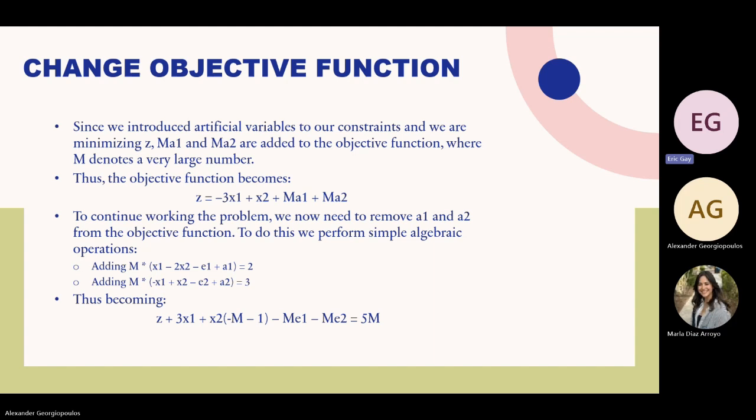Since we introduced artificial variables to our constraints and we're minimizing z, we need to add Ma1 and Ma2 to our objective function, where M denotes just a very large number. So our objective function now becomes z equals negative 3x1 plus x2 plus Ma1 plus Ma2. Continuing on, we need to remove the a1 and a2 variables from the objective function. We perform some simple algebraic operations where we add M times row 1 and M times row 2, thus becoming our objective function of z plus (3 minus 2M)x1 plus (negative M minus 1)x2 minus Me1 minus Me2 equals 5M.